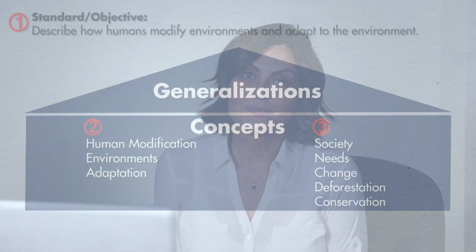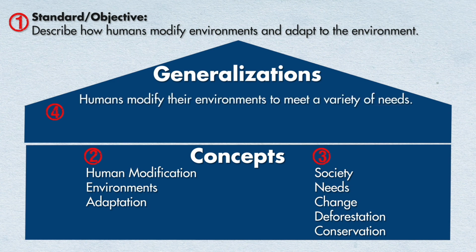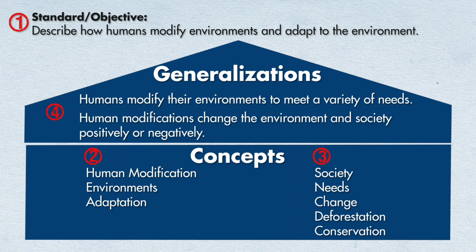So once you identify the concepts, you're ready for step 4. And here you're going to ask yourself, what generalizations do I want my students to uncover so that they can have a deep understanding of the subject? So let's consider some possible generalizations for this 7th grade social studies example. One generalization could be, humans modify their environments to meet a variety of needs. Another generalization could be, human modifications change the environment and society positively or negatively. Notice that each generalization explains the relationship between two or more concepts. Pause here and write 1 or 2 generalizations for your own example. Use Resource 4 to see a list of some common generalizations and also some guidelines for writing generalizations.